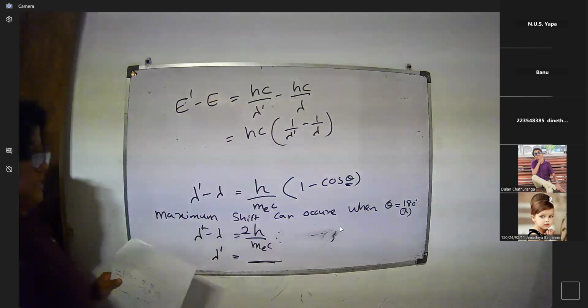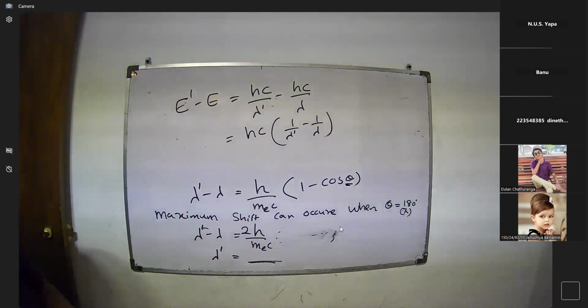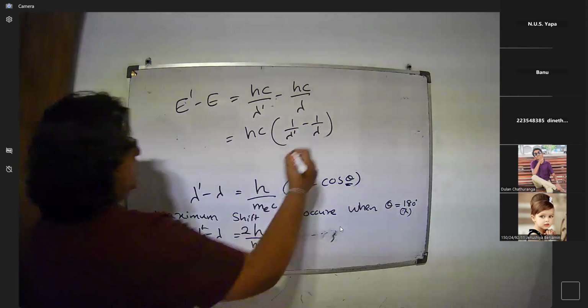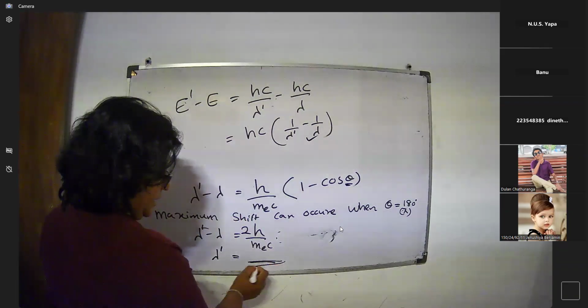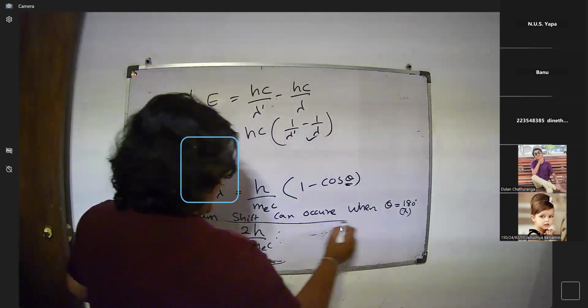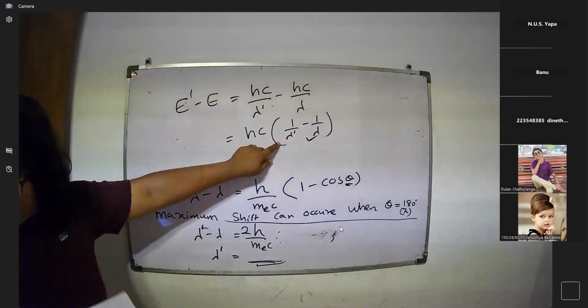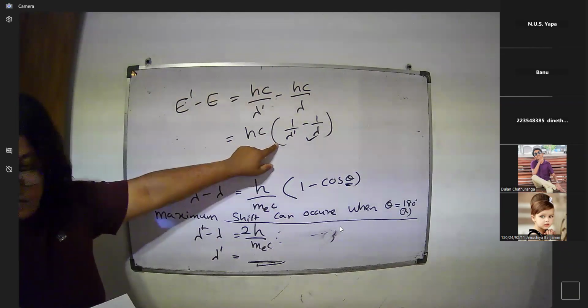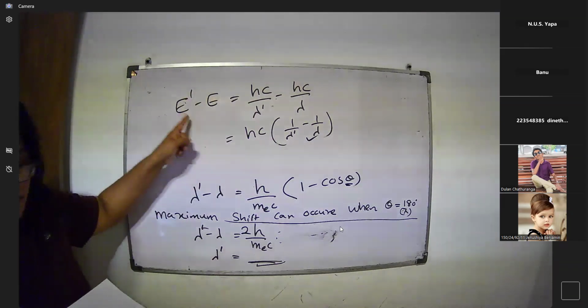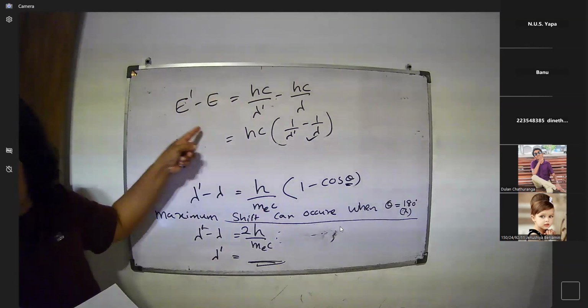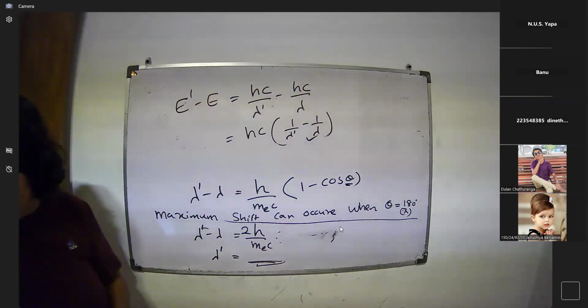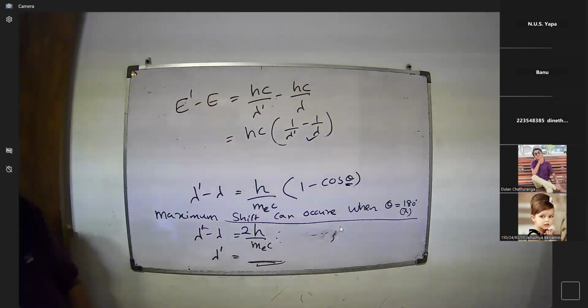Then you can substitute lambda dash and lambda. Lambda is given, and lambda dash can be found here. The maximum shift occurs when theta is 180. Then you can find lambda dash, substitute it here, and find the maximum change in energy. This is the maximum change in energy, right?